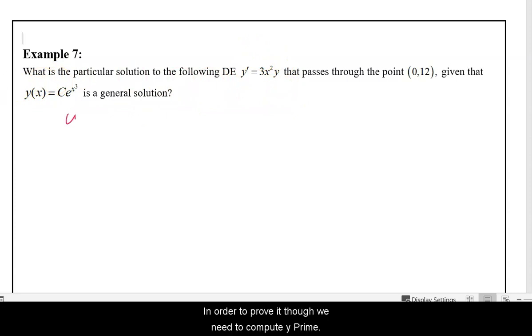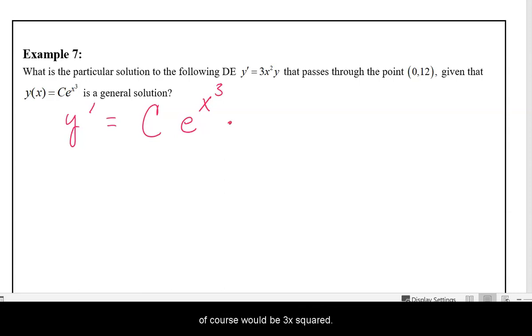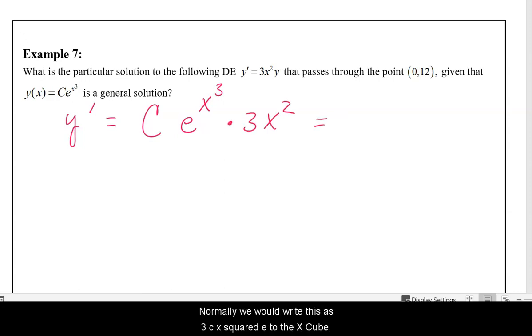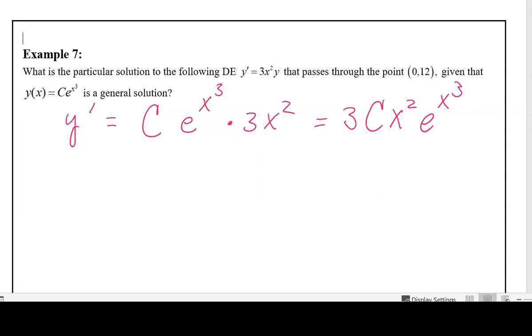In order to prove it though, we need to compute y prime. This would give me, again, c as the constant coefficient doesn't affect it, but this would give me the exponential e to the x cubed power times the derivative of the power, which of course would be 3x squared. Normally, we would write this as 3c x squared e to the x cubed. That would be the value of y prime.